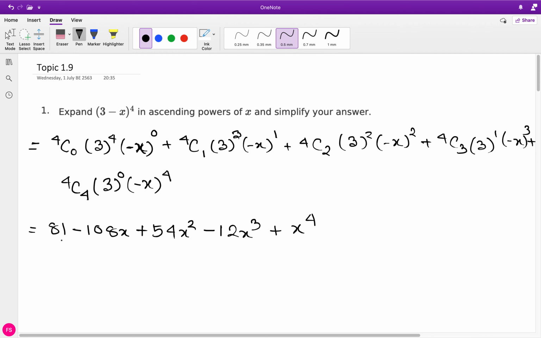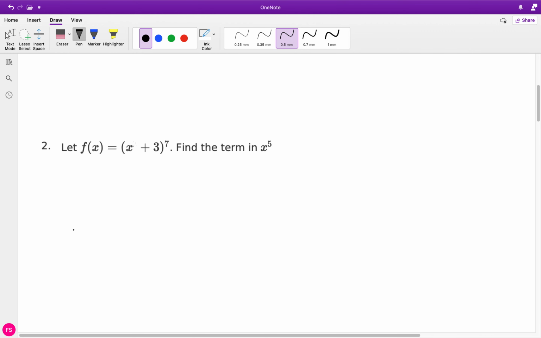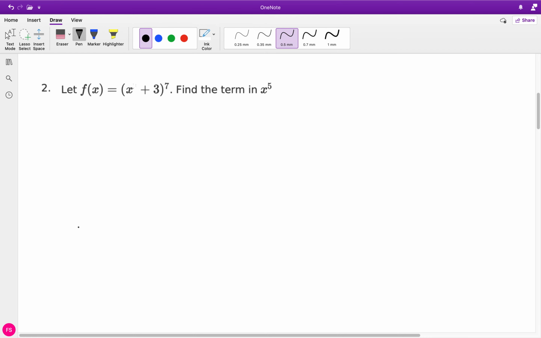Then let's move to number 2. This is the second type of question. So in this question, we have f of x, that's a function. It equals to (x plus 3) to the power of 7. And we just need to find the term in x to the power of 5. That means you don't need to expand the whole thing. All you need to do is identify the term that's with x to the power of 5. So let's see, how can we do that?